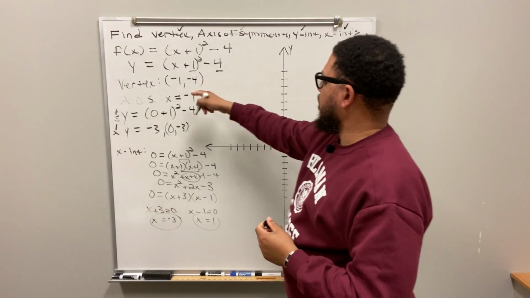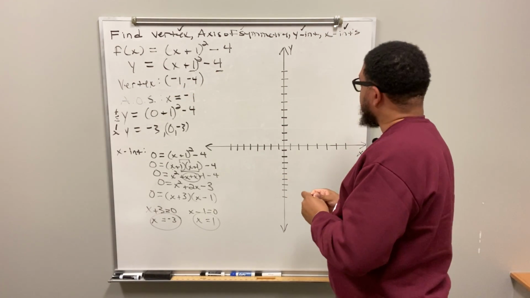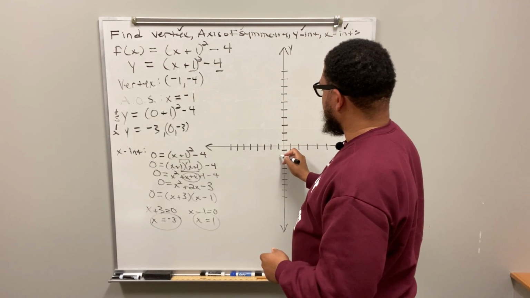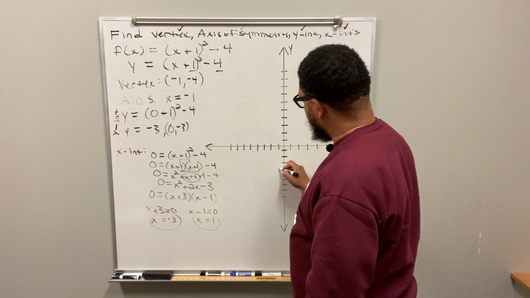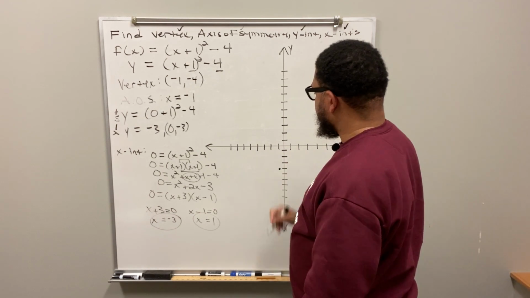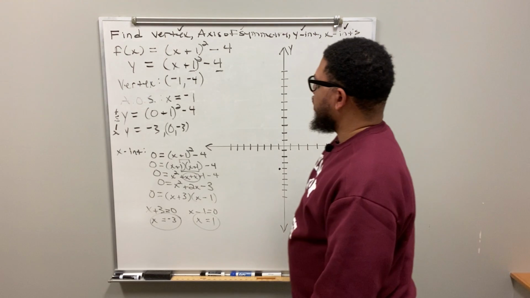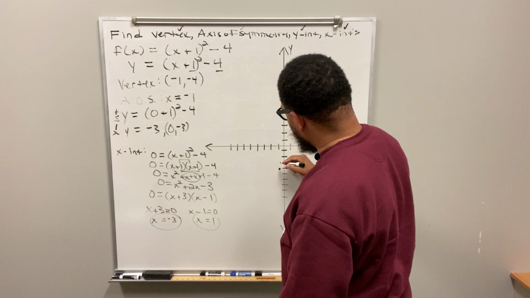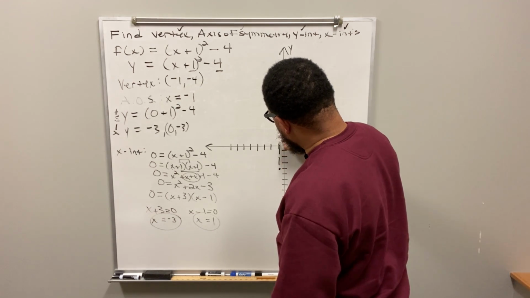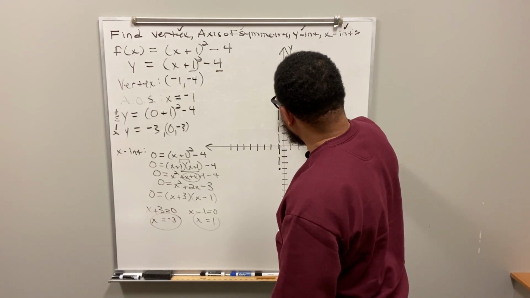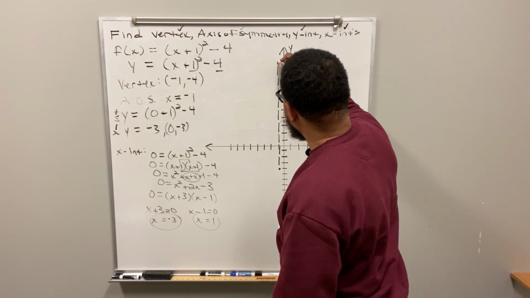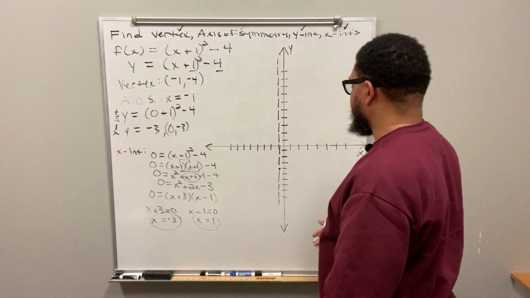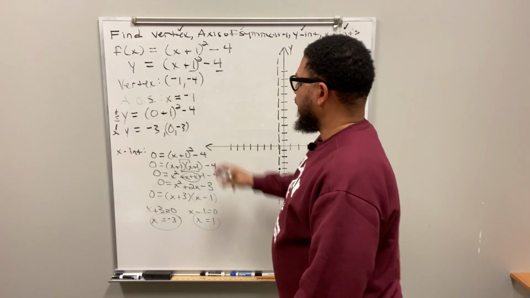All right, so what's negative 1, negative 4? What are my coordinates? That means I start at the origin, I go to negative 1, and then I go down 4. 1, 2, 3, 4. That's my vertex right there. Now my axis of symmetry, I also want to draw that. My axis of symmetry just goes straight through the vertex. I'm going to do a vertical line straight through, just like this. It's not perfect, but it's good enough. That's my axis of symmetry.